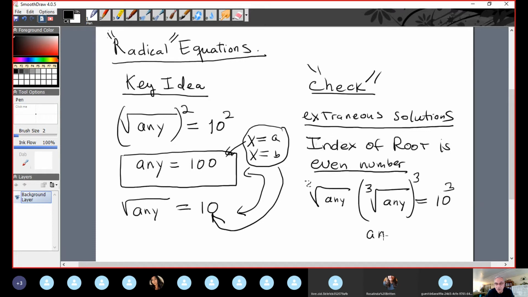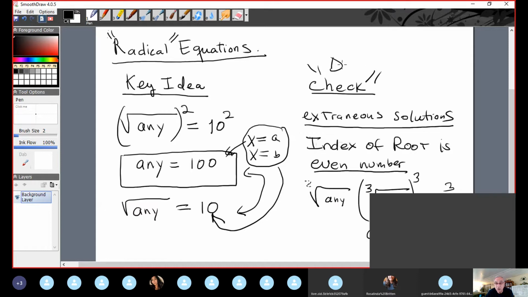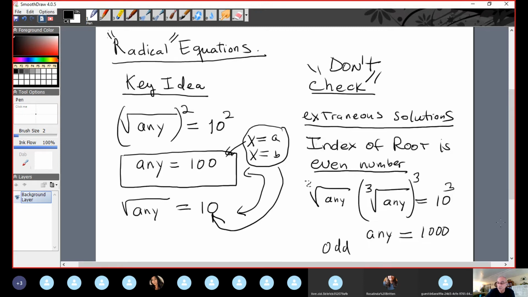Now it's any again, eliminate the right, is equal 1,000, no? So 10 times 10 times 10 is 1,000. In this case, we don't check it, because when this is an odd exponent, when the index is an odd number.